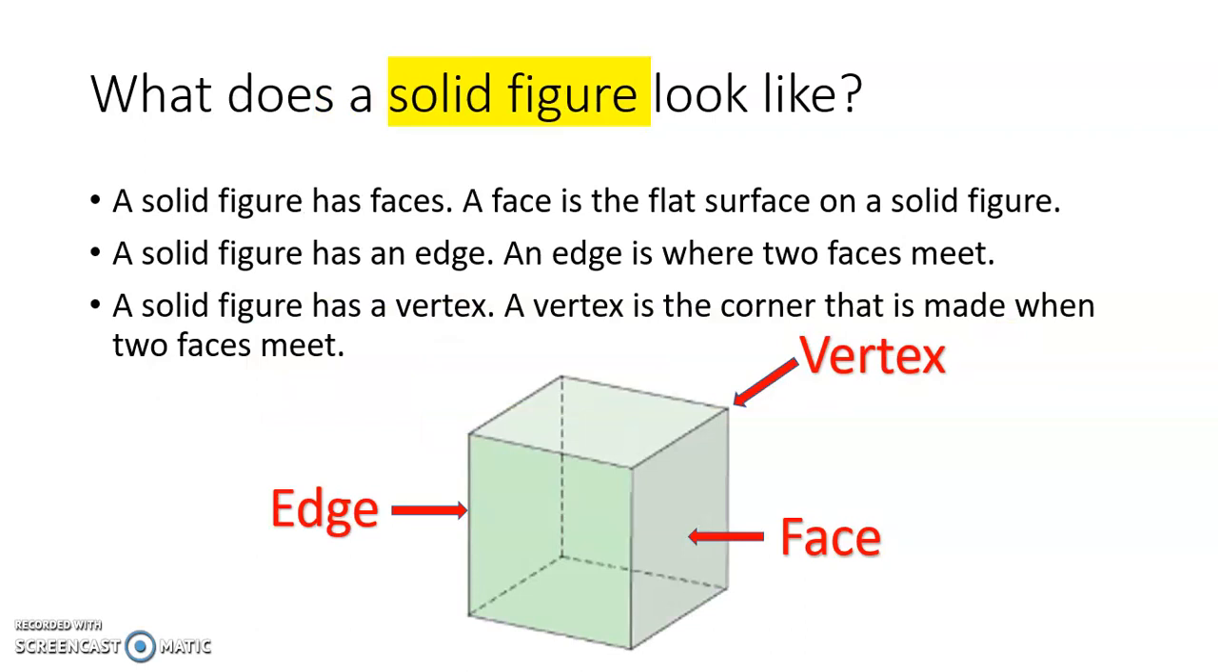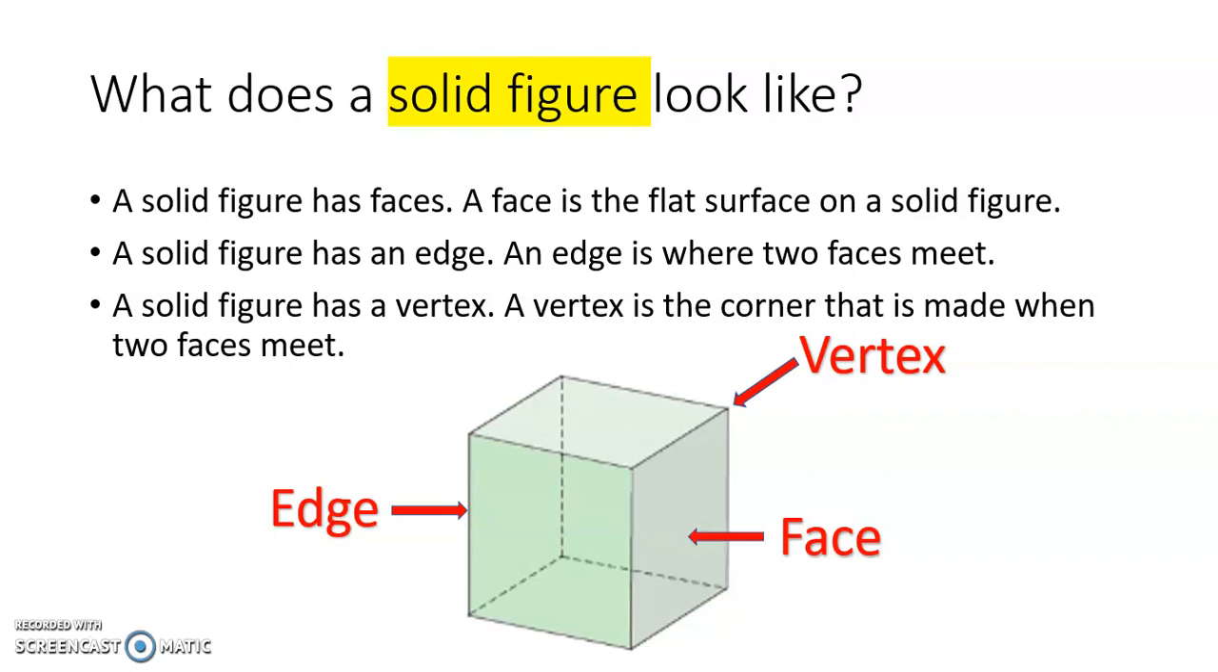Well, what does a solid figure look like? A solid figure has 3 parts: a face, an edge, and a vertex. A face is the flat surface on a solid figure. So if you look at the cube, you see there is an arrow drawn to the face of the cube. That's the flat side. An edge is where 2 faces meet, and I have drawn an arrow to that on the cube. Remember, think of a table, a book, a piece of paper. The edge is where 2 flat surfaces meet.